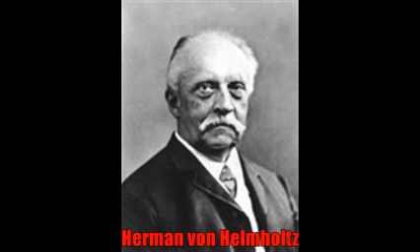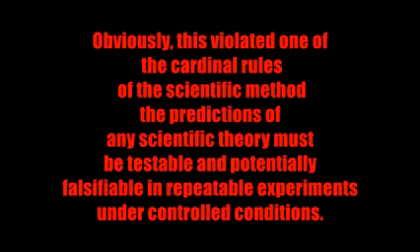Because the physicists were unable to specify the actual character of this energy and could not be precise about what was being measured, their theories were not subject to repeatable experiments under controlled conditions. Obviously, this violated one of the cardinal rules of the scientific method. The predictions of any scientific theory must be testable and potentially falsifiable in repeatable experiments under controlled conditions.